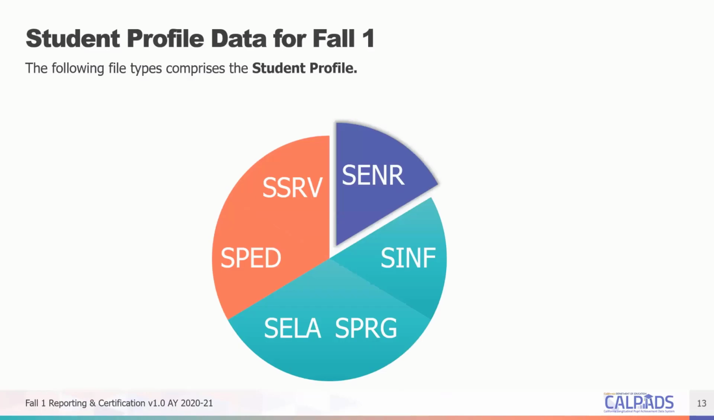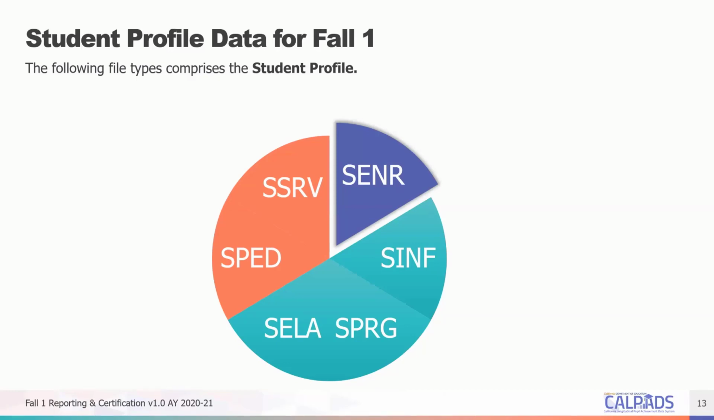And so let's talk about the data submission. Yeah, so for fall one data submission, this basically comprises your fall one data, which involves the student profile for fall one. This is your SENR, SINF, SPRG, SELA, SPED, and SSRV.